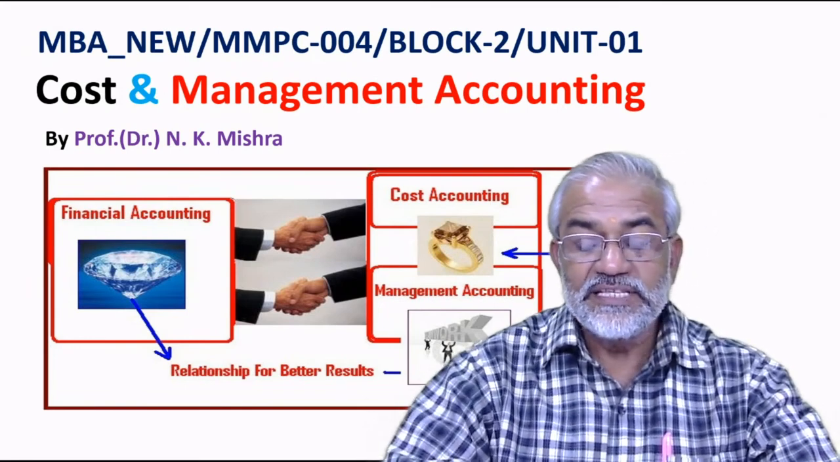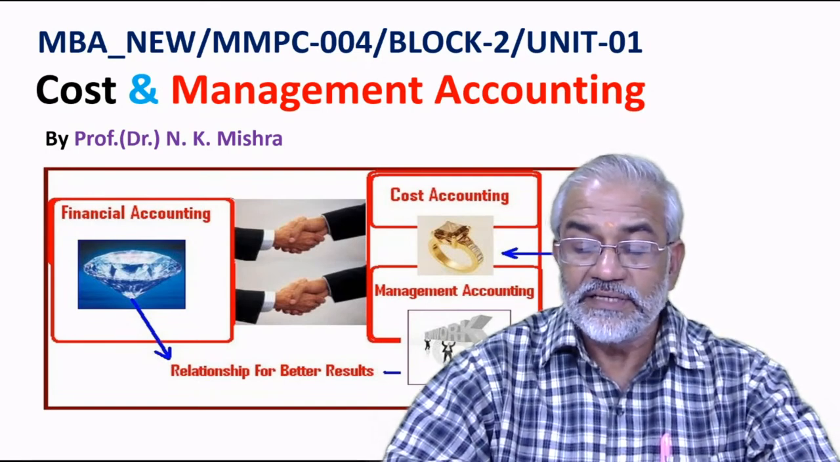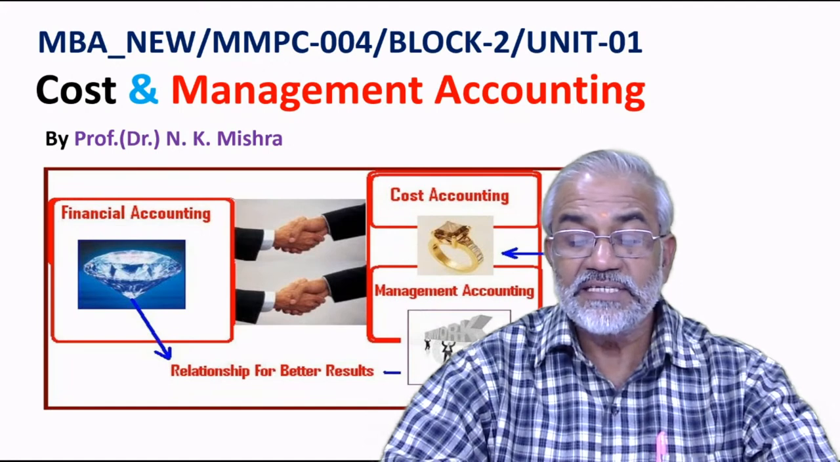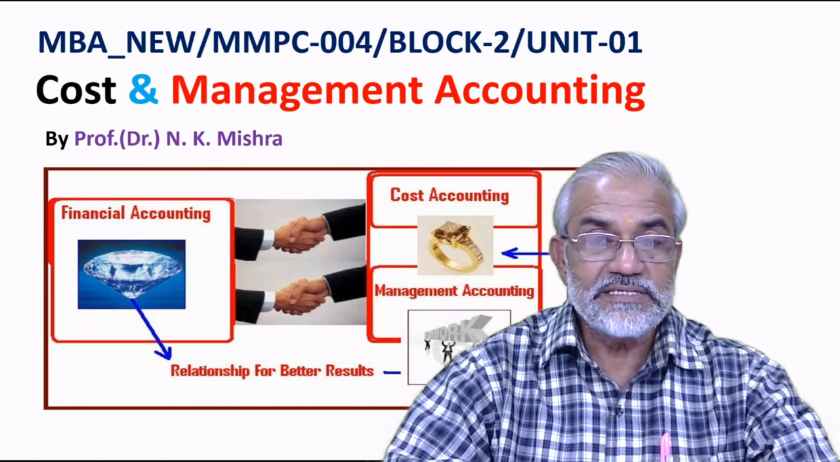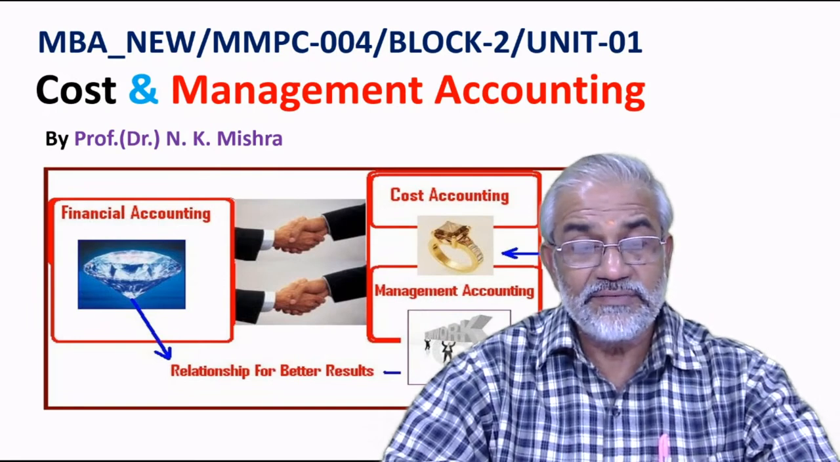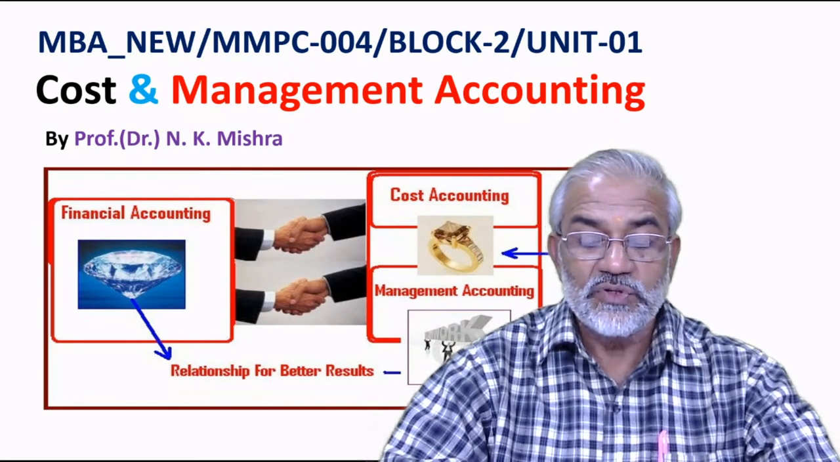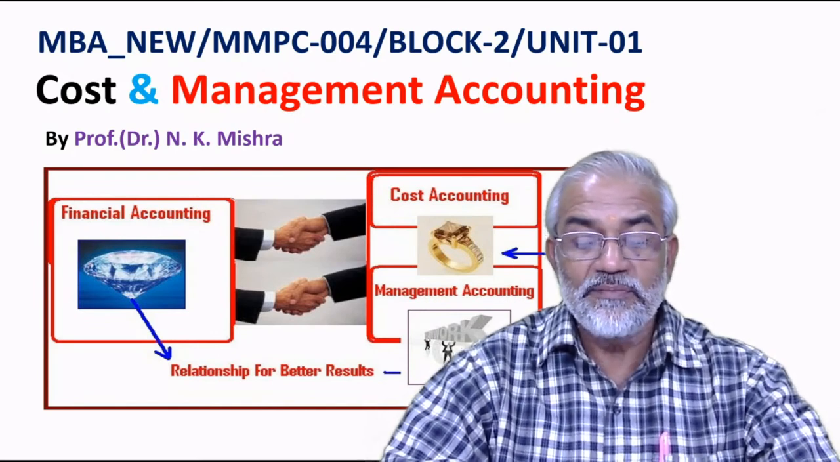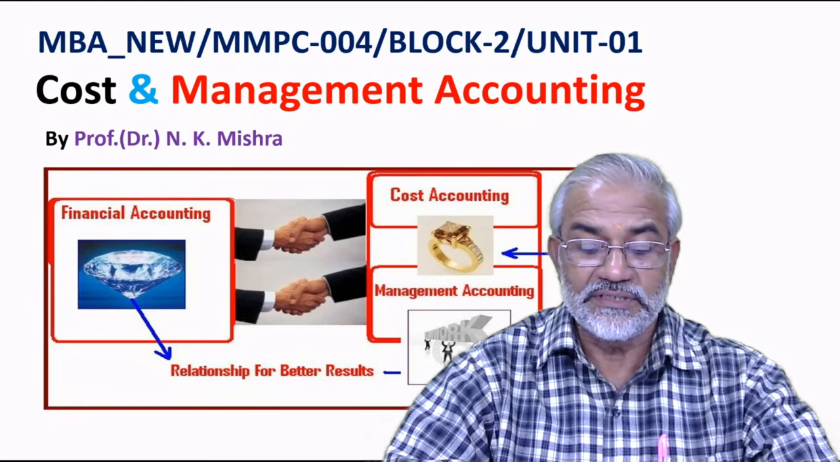Secondly, absorption costing emphasizes overhead recovery, whereas marginal costing emphasizes calculating contribution per unit. Contribution means sales minus variable cost. Since in marginal costing the variable cost is given due importance, the contribution is given more emphasis, whereas more emphasis is given to recovery of overheads in case of absorption costing.